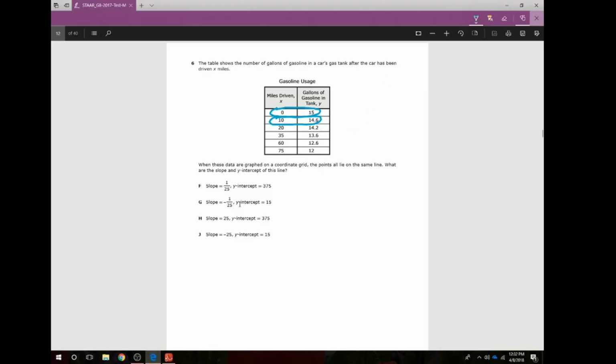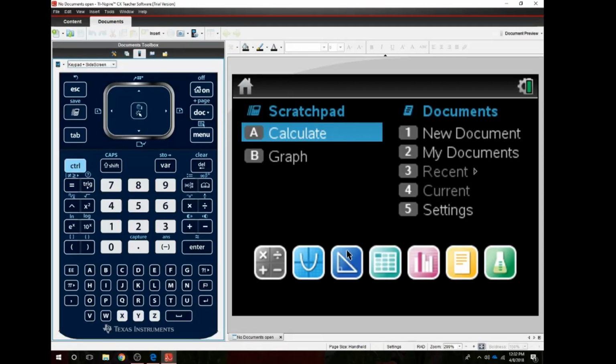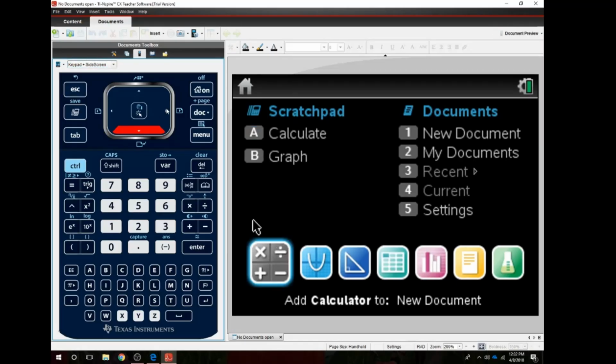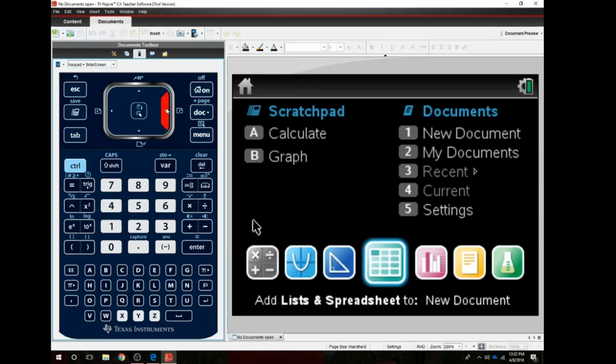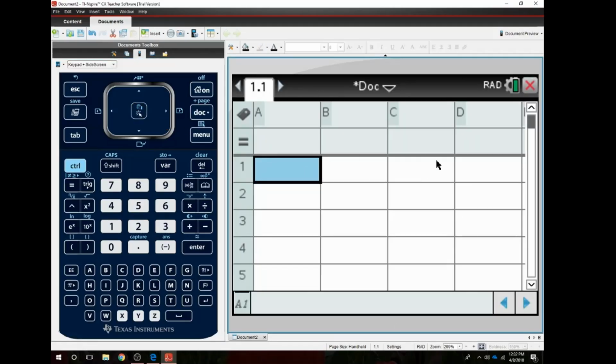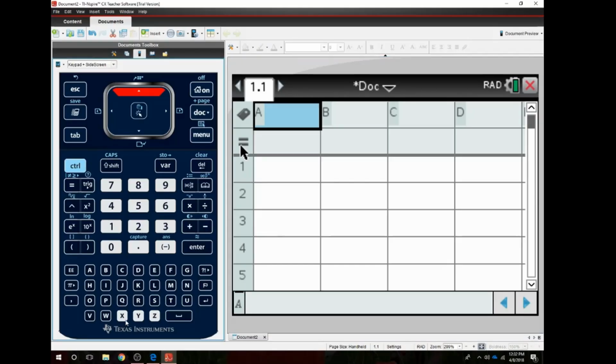What I do is I go to my calculator. I start at the home screen like this. I go down to this green square. It should say Add Lists and Spreadsheets to New Document. I click on that using the touchpad on my calculator, and I should get this screen. From this screen, I arrow up to A, I press X. This is going to be our column for our X values, and I arrow over to B, and I press Y. The one below this I leave empty, and now I can start entering my data in this area.